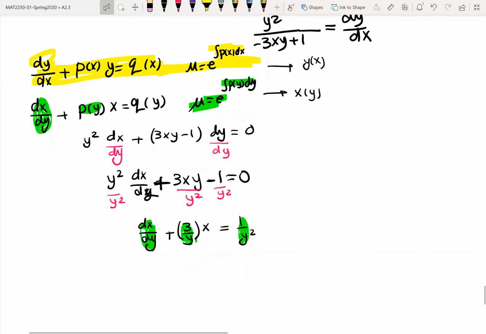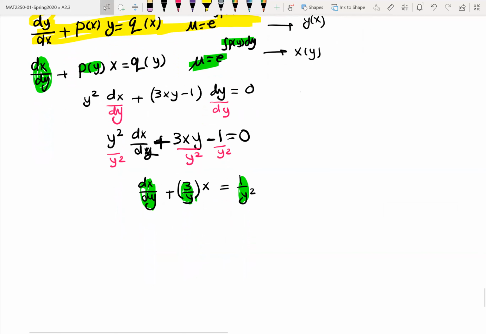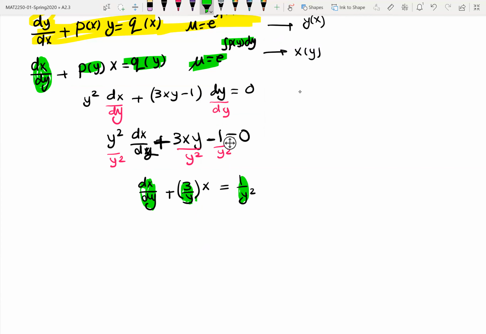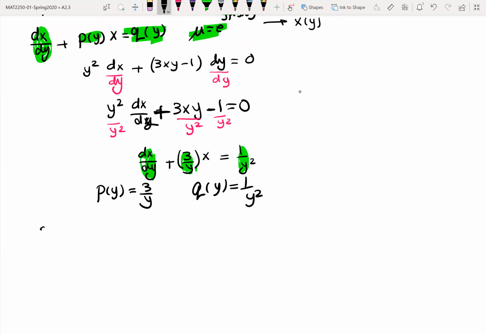But since it wasn't possible to do it in that way, I had to make it in terms of the x, and then the function has to be a function of y. So all I need to do is switch all x's to y and all y's to x, and that's fine. So p of y is 3 over y, q of y is 1 over y squared, and so on.